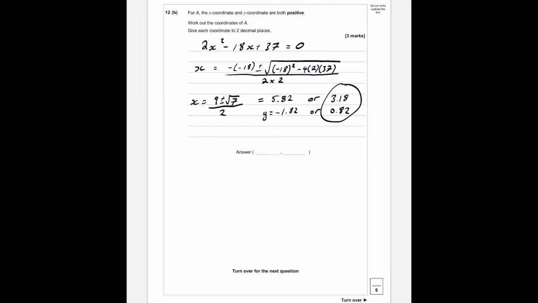There's only one of those where they're both positive. That's the one on the right. So that's the one I'm going to choose for the answer, 3.18 and 0.82.